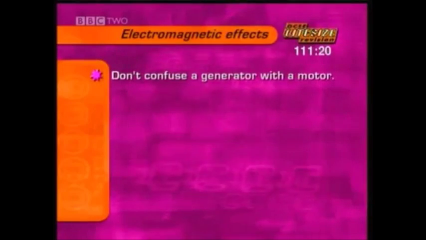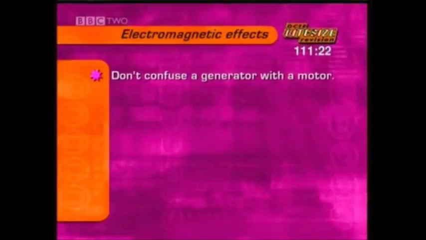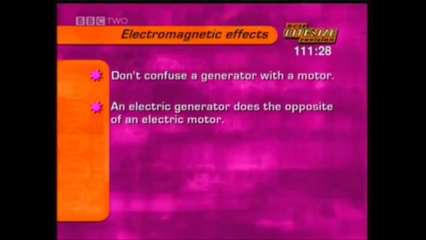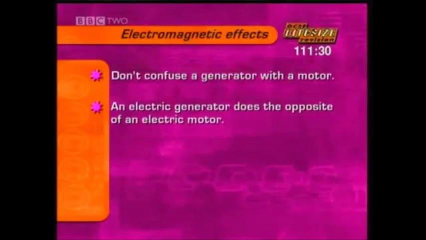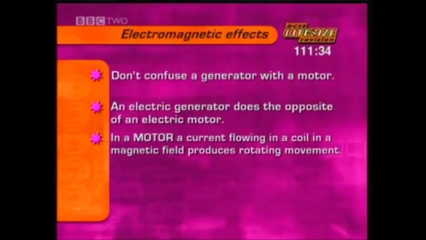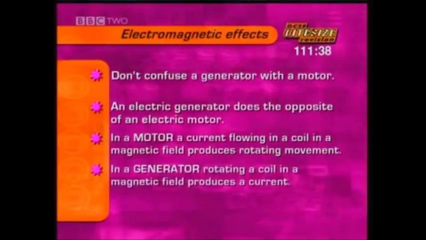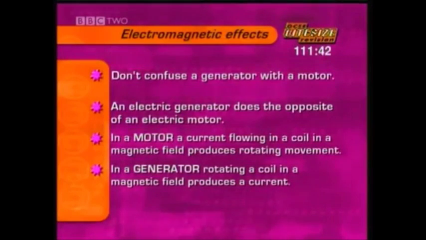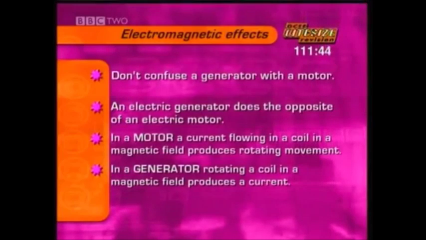Although their generator looks similar to a motor, don't confuse the different ways the two devices work. An electric generator does the opposite of an electric motor. In a motor, a current flowing in a coil placed in a strong magnetic field produces a rotating movement. In a generator, rotating a coil in a strong magnetic field produces a current.